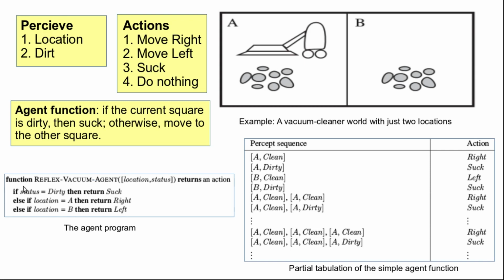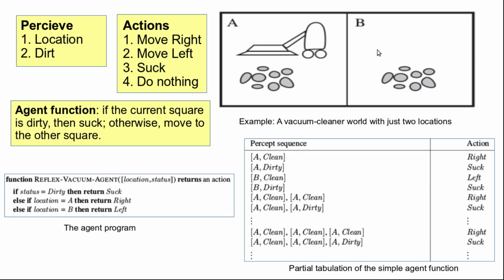The function takes these two as arguments and it returns what action needs to be performed, and the body of the function is as mentioned here: if the current square is dirty, then you suck. So if the current status is dirty, then you perform the action suck. Else, if your room is not dirty, then you have to move to the other square. To do that, you have to find out in which room you are currently in. For example, if you are in room A and you want to move to the other square, then you have to move right.